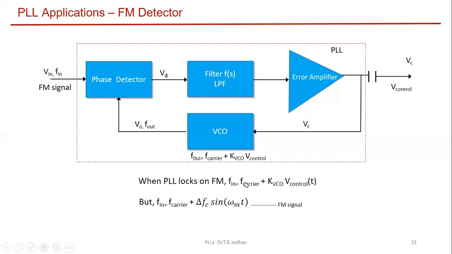So this is how we define as a FM signal. So here you can equate these two equations, and this is how we can write the equation for control voltage. So simple mathematics is there. So we go through this. So control voltage we can write as delta FC into sine of omega mt divided by K VCO. So as you see here, now this K VCO is fixed because this is an internal parameter of VCO, gain of the VCO, transfer function of VCO, which is fixed. So control voltage is directly proportional to the modulating signal. This is how we can use PLL as a FM detector.